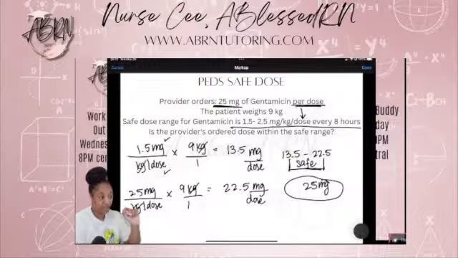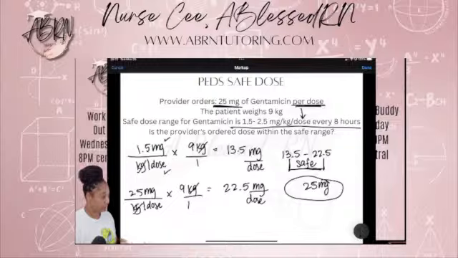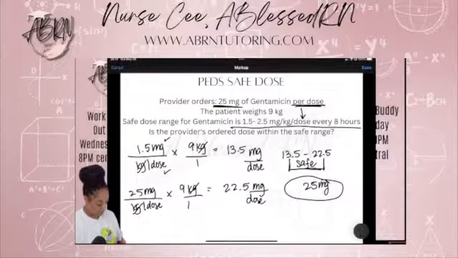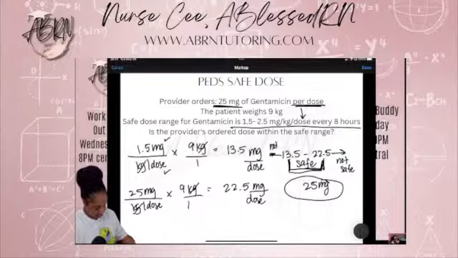Is it in the safe zone? No, it is not safe. So does that make sense? You look for the safe zone, the safe dose zone, okay, which is here to here. If it's more than that, it's not safe. If it's less than that, it's not safe. But if it's at or in between these numbers, it is safe.